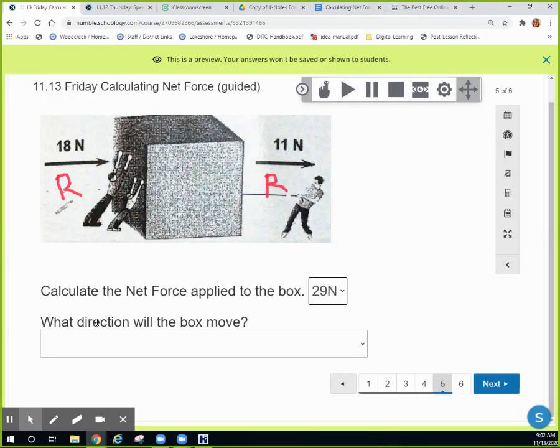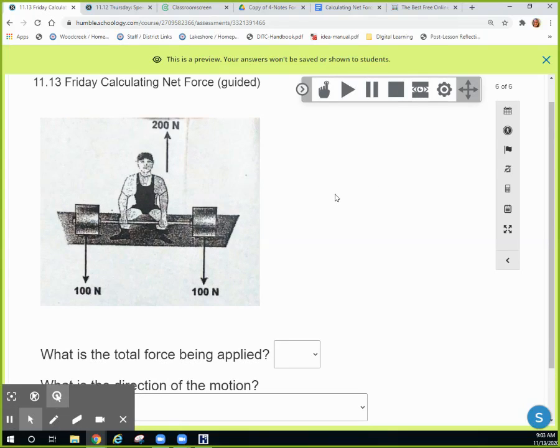Now, what direction is this box going to move in? If you think about all the forces going to the right, they're pushing to the right and he's pulling to the right, all of the force. So this box is going to move to the right. Okay, good. All right, our last example.